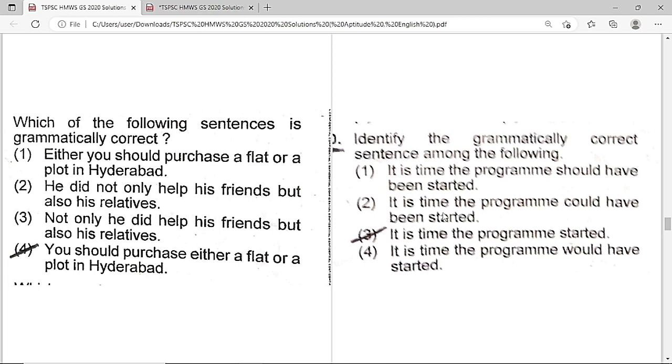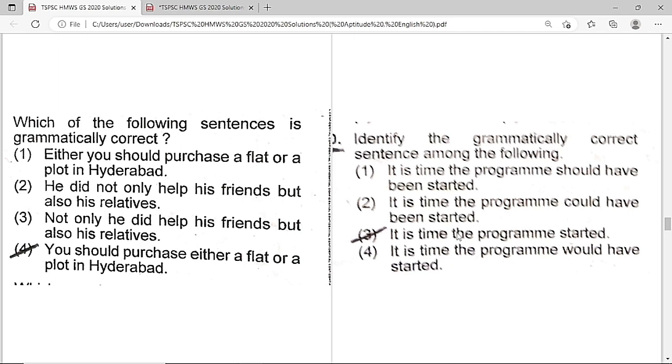Option A, it is time the program should have been started. Option B, it is time the program could have been started. Option C, it is time the program started. Option D, it is time the program would have started. Among the 4 options, option C, it is time the program started, is the correct grammatical sentence.